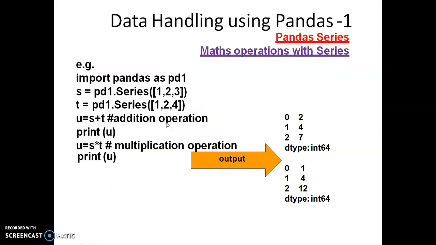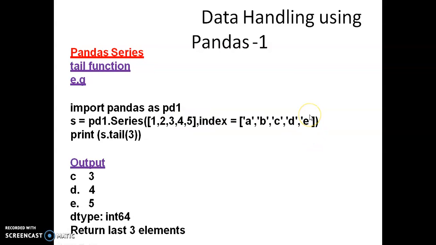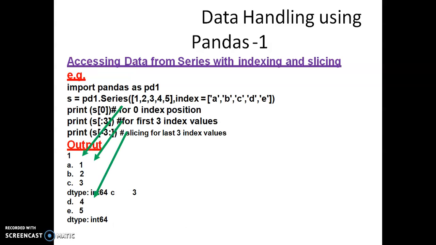Now let me discuss it again. This is the head function. For the head function we can access whatever values we want from the starting. If we write head 3, it will give us 3. If I write 4, it will give 4. The number of elements should not be greater than the present number of elements. In tail we get the last elements. Accessing is just like array slicing, there is nothing else we have to perform.